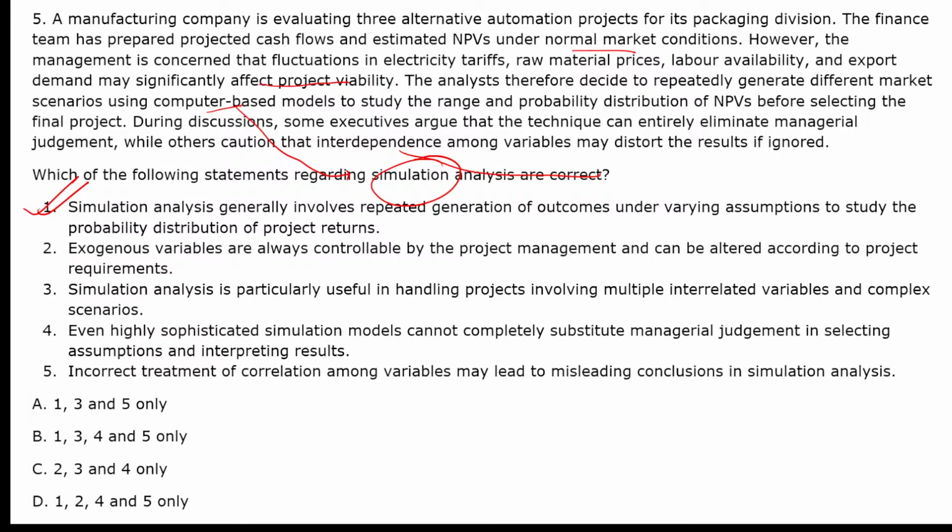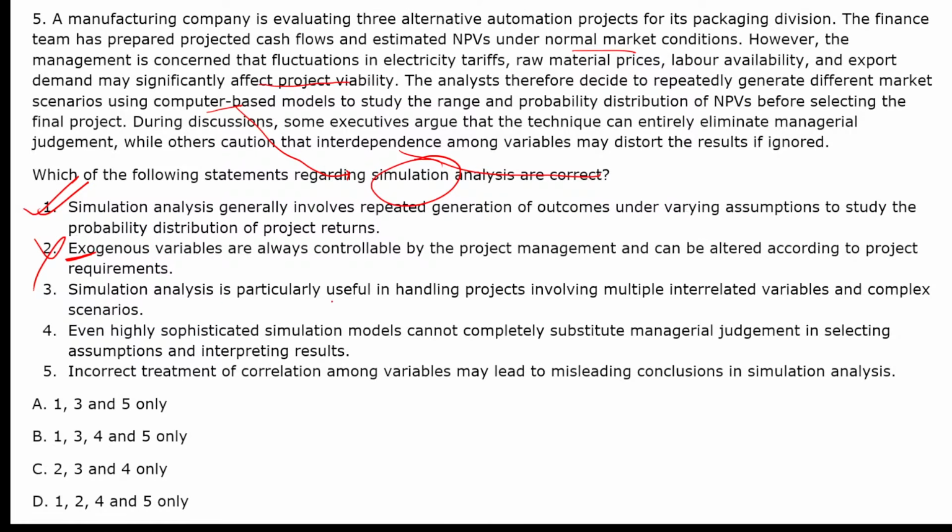Exogenous variables are always controllable by project management and can be altered. This is incorrect. Exogenous variables are not controllable. Understand that these variables are determined outside the model and they are generally beyond the control. Because they are outside the model, that is why they are uncontrollable.